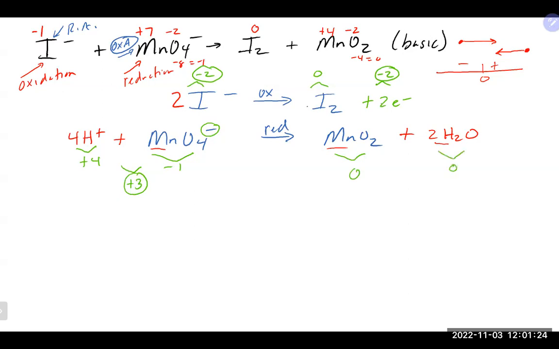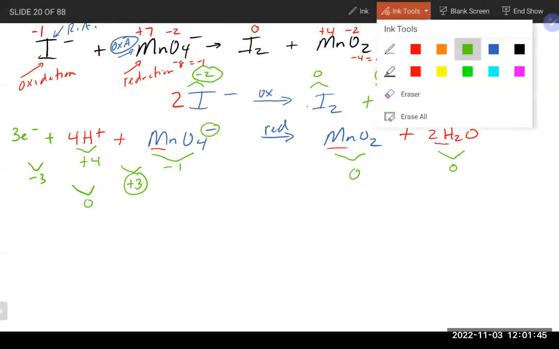That means the left-hand side here needs the electrons, and to get it to 0 in this case, we do need to add 3 electrons. That gives us -3 over here and gives us 0 happening on both sides. Any questions on that? Here is where we can make sure we did everything correctly.